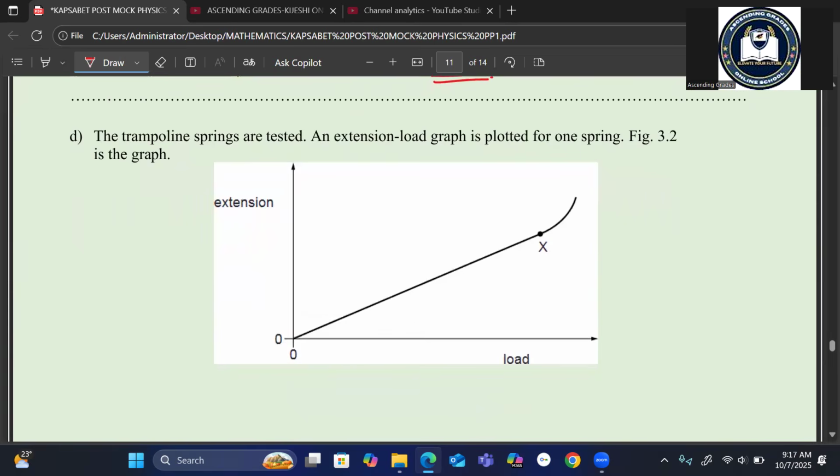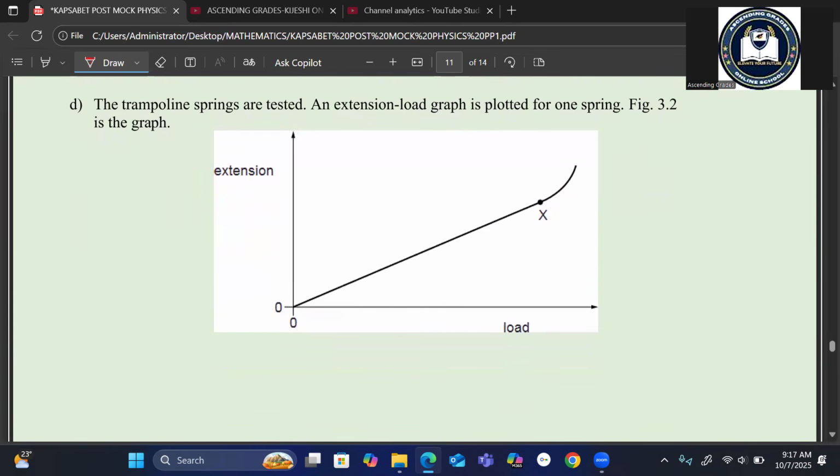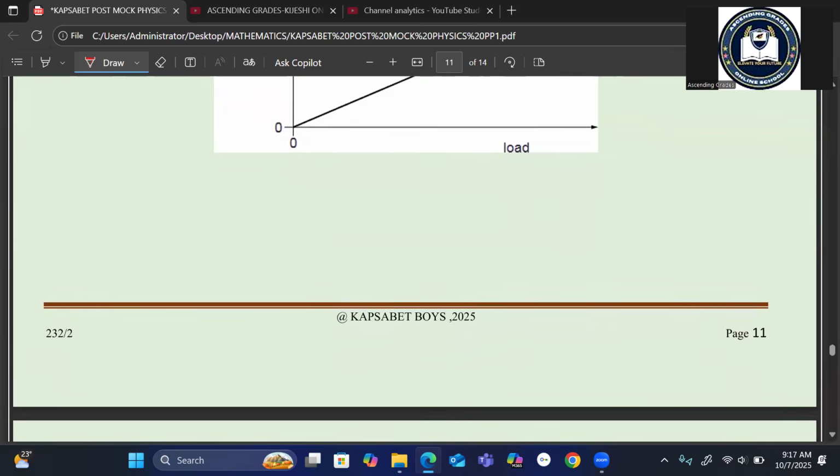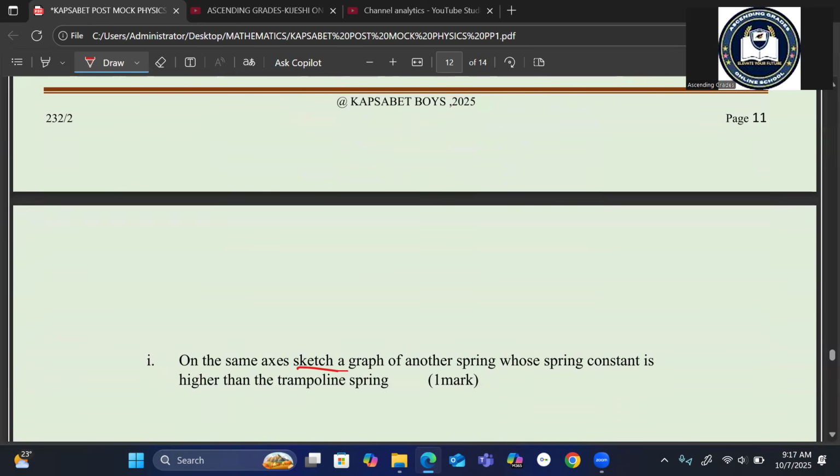At the trampoline, springs are tested. An extension against load graph is plotted for one spring, and we are given this. Then you are told, on the same axis, sketch a graph of another spring whose spring constant is higher than that of the trampoline.